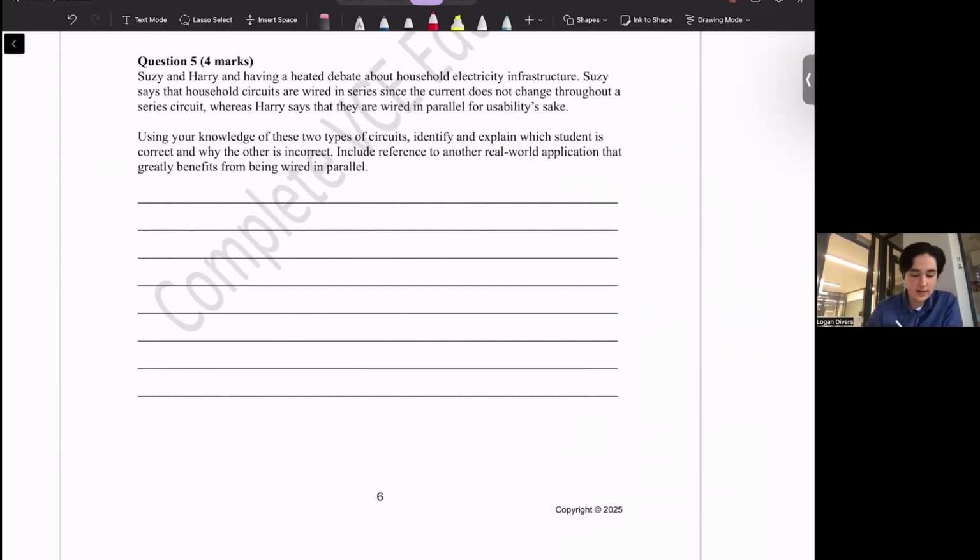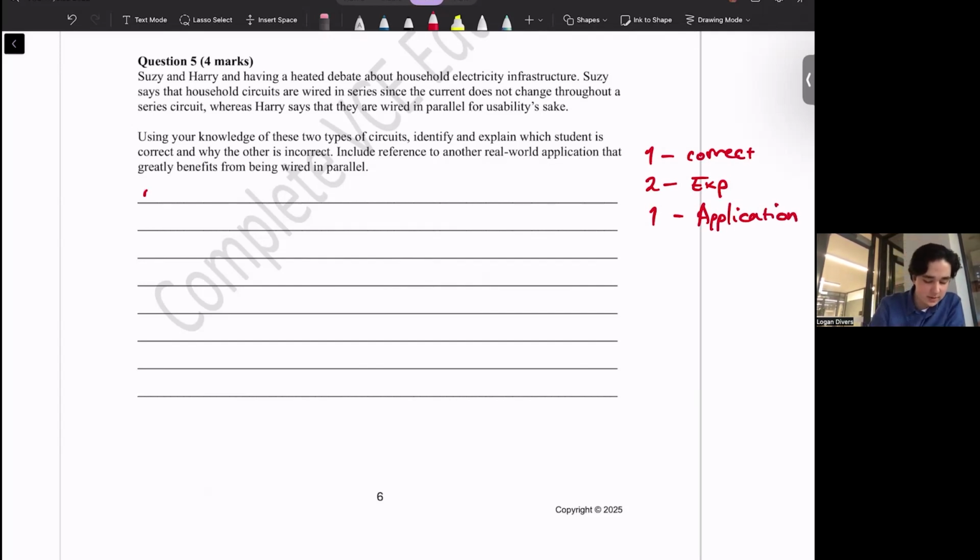So this is quite a large question. We have 4 marks here. So the mark distribution is pretty much going to be 1 mark for who's correct, 2 for the explanation, another 1 for saying the application. That's it, there's 4 marks.